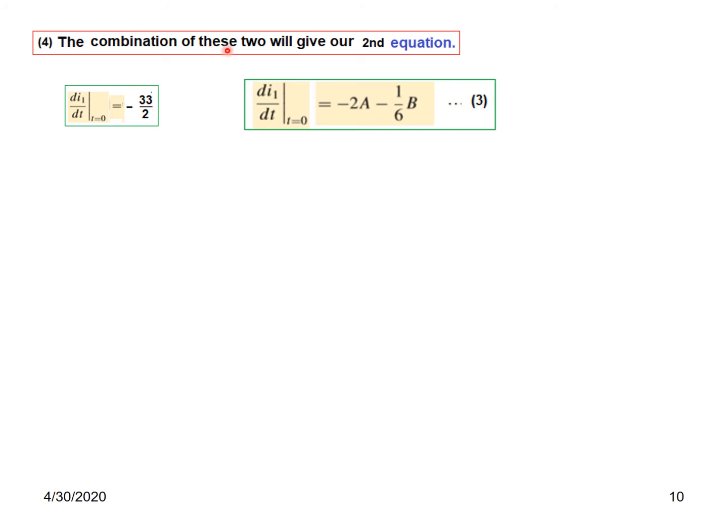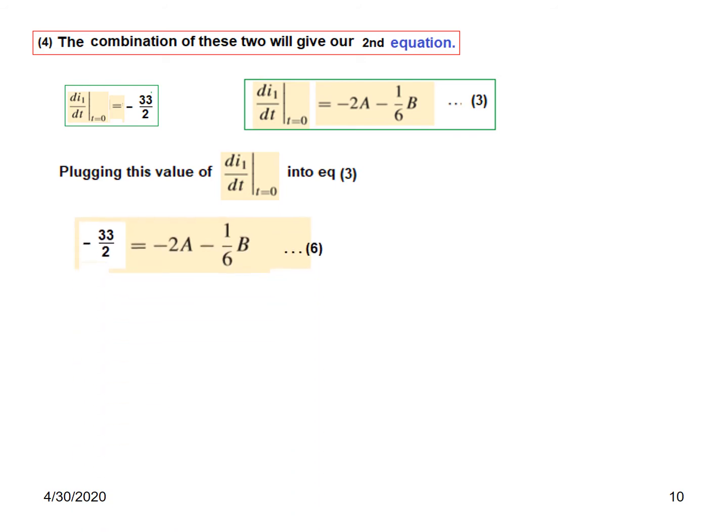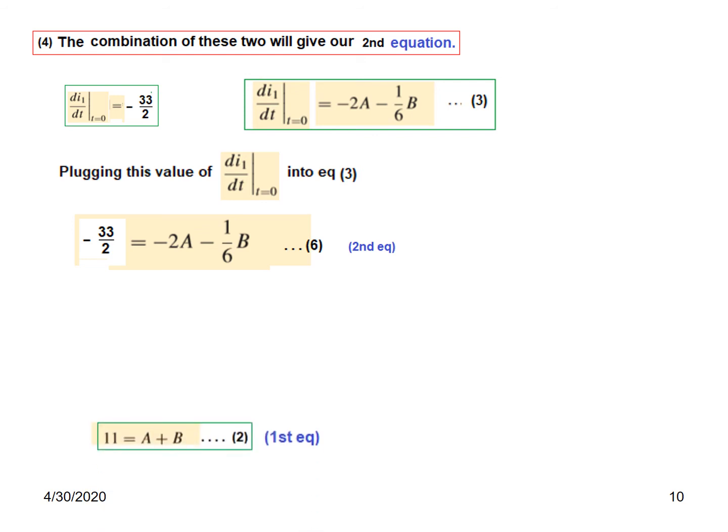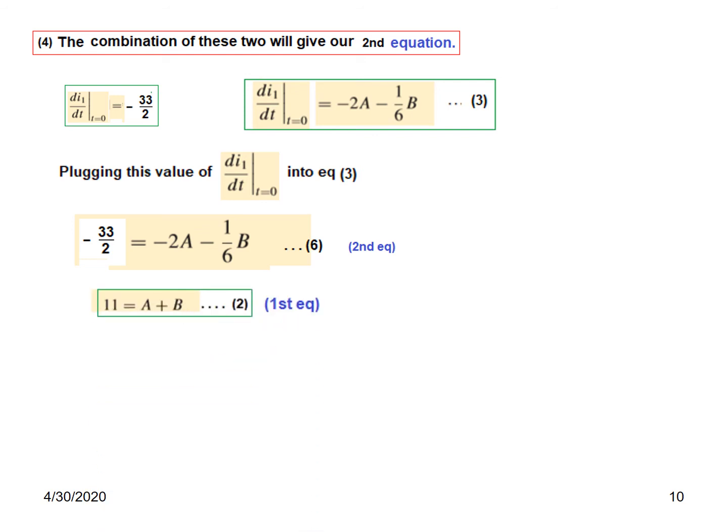The combination of these two will give our second equation. So this we got from the circuit, and this we got from equation number 1. So we just replace, plugging in the value of di/dt in equation 3. So minus 33 by 2 is equal to minus 2A minus B over 6. And this is our second equation, and we already had this as our first equation. So now we'll solve these two, or we plug in the value of A from here. And solving these two, we'll get A equal to 8 and B equal to 3.